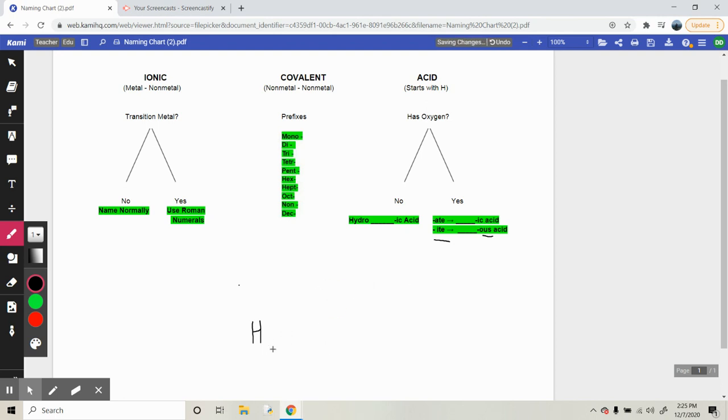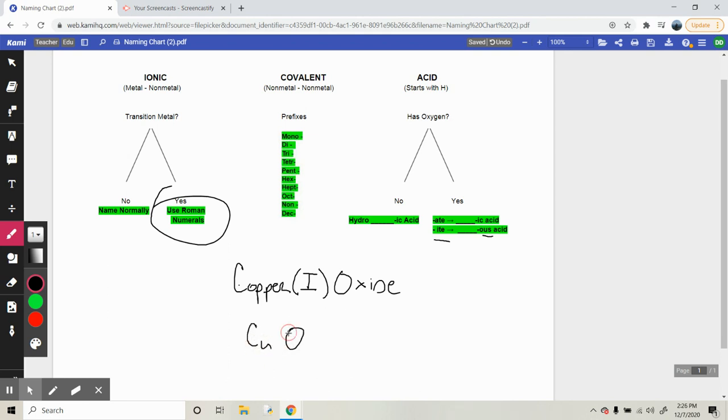And let's do another real quick. Let's go with, we'll go with that. Copper 1 oxide. You're seeing this one and you're thinking right off the bat, I got a Roman numeral. It's got to be one of our transition metals. You're right. Copper and oxide is from oxygen.